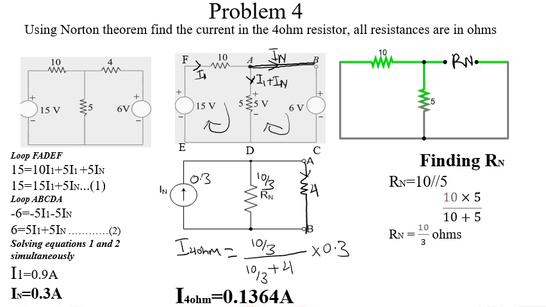So this is how we calculate the current passing through a particular resistor using Norton's theorem. Basically, you take a complex circuit and simplify it down to a simple circuit that you can simply use current division to solve. This is how we solve questions on Thevenin's and other circuits.